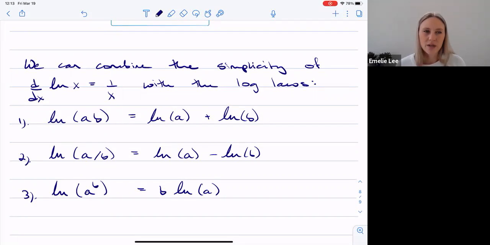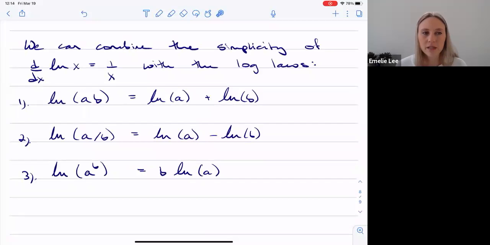Right, and so we can combine these log laws with the derivative. So here, A times B, you would need the product rule, right? Here you would need the quotient rule, and here you would need the power rule. But what if you're able to just rewrite it as the log of A plus the log of B and then take the derivative, right?